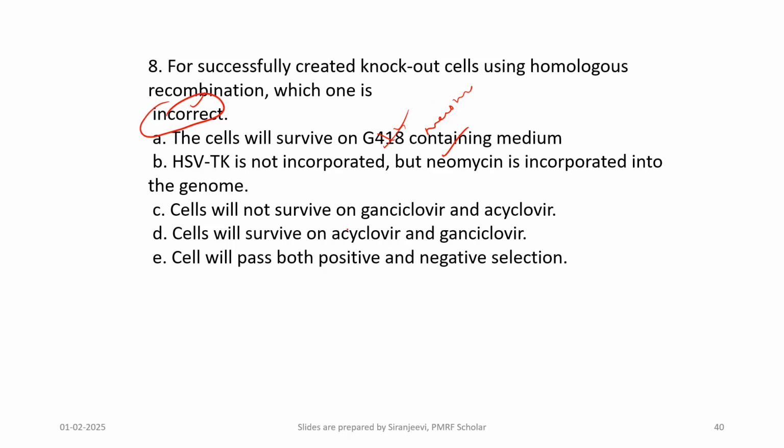Okay, so second one: HSVTK is not incorporated, but neomycin is incorporated into the genome. So that is also correct. Cells will not survive on ganciclovir or acyclovir is wrong. Cells will survive on acyclovir and ganciclovir is correct, and cells will pass both positive and negative selection. That is also wrong.